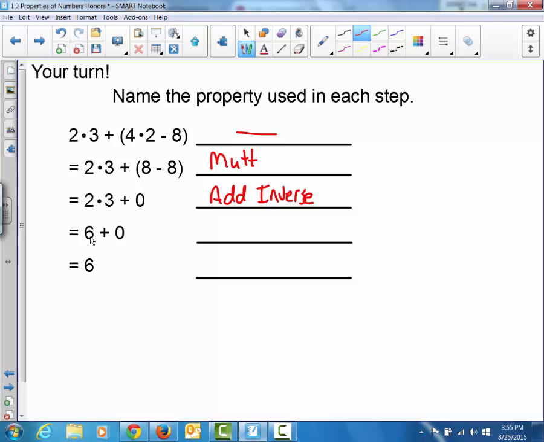Then we've got 6 plus 0. We changed the 2 times 3 to 6. So that would be the multiplication property. And then finally we went 6 plus 0 and we got 6. Anytime you add 0 to a number and you get that same number, that is called the additive identity property.